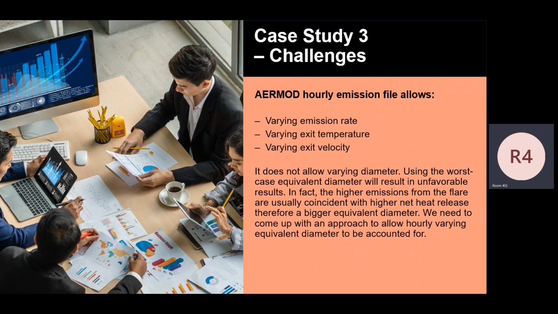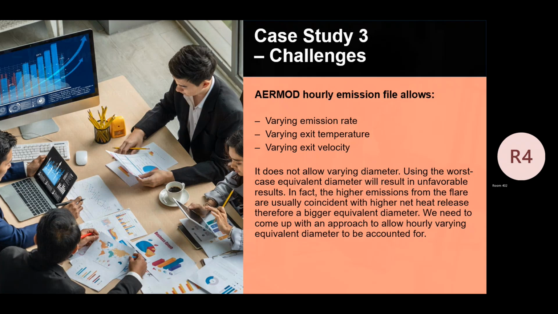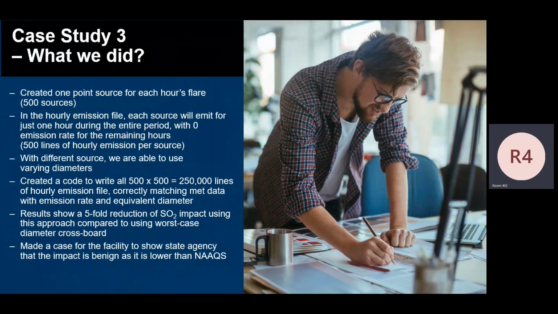And then that can also vary. AERMOD has a function to let you create an hourly emission file. It can vary the emission rate, the exit temperature, and the exit velocity. And as we just discussed, we also need to vary the diameter. It doesn't allow that. So we have to think about what we can do. To bypass this, we created a point source for each hour's flare. So hour 1, hour 2, hour 3, up to hour 500.